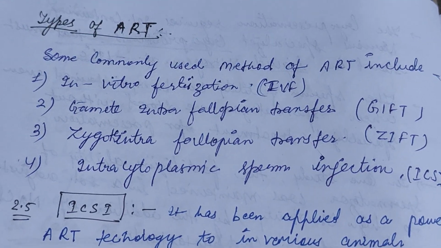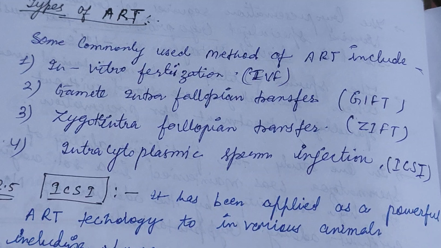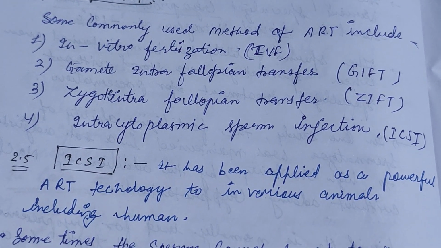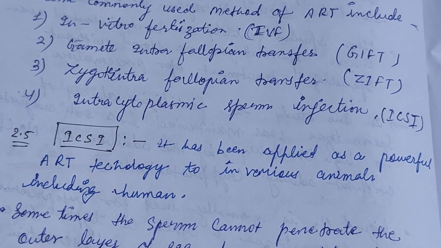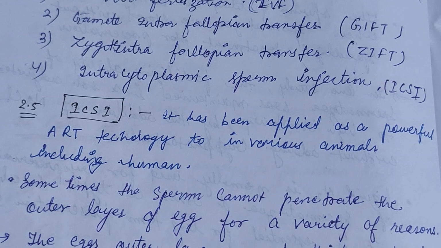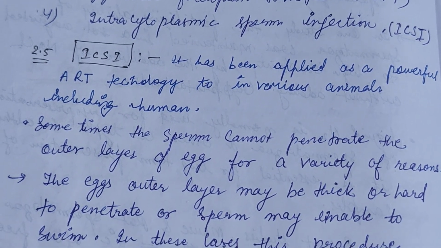Cryopreservation of the human gamete and the embryo is an important and widely used method in most embryology labs. The types of assisted reproductive technologies include in vitro fertilization, as we have already seen in our previous videos. Next is the gamete intrafallopian transfer, that is GIFT, the zygote intrafallopian transfer, that is ZIFT, and the intracytoplasmic sperm injection, that is ICSI.